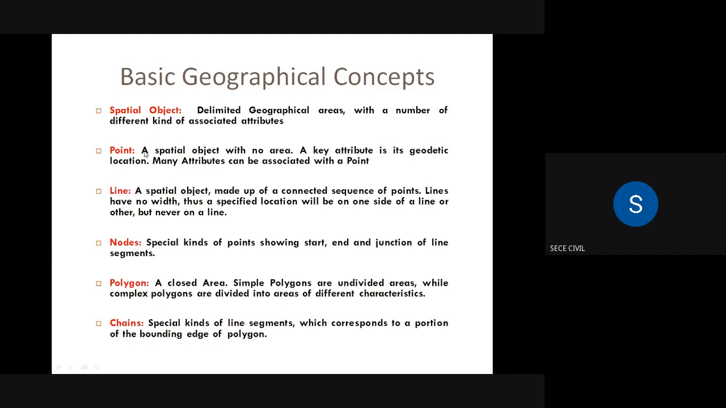Second one, point. Point is an important key concept: a spatial object with no area. A key attribute is its geodetic location. Many attributes can be associated with a point. For example, you can see in the next slide.